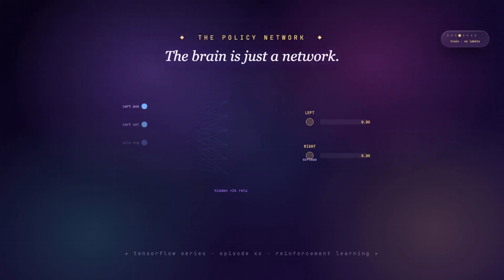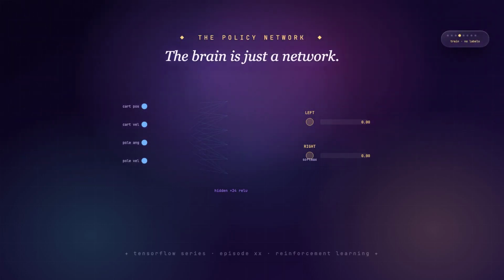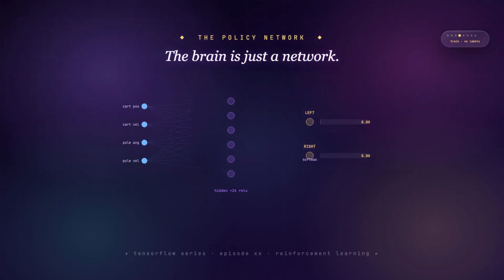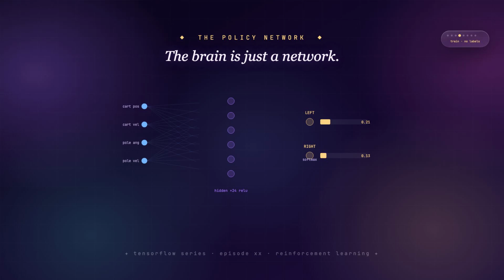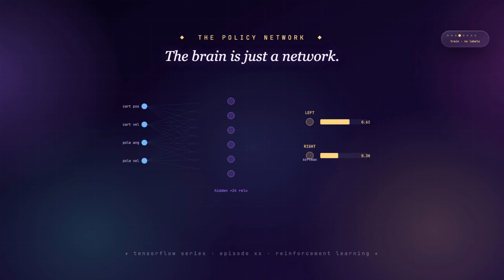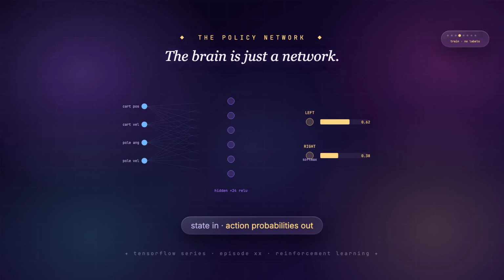The brain of the agent is something we call a policy, and a policy is just a neural network, the same kind we've built all course. It takes the state, 4 numbers describing the cart and pole, and it outputs probabilities. How likely should I push left? How likely should I push right? State in, action probabilities out.